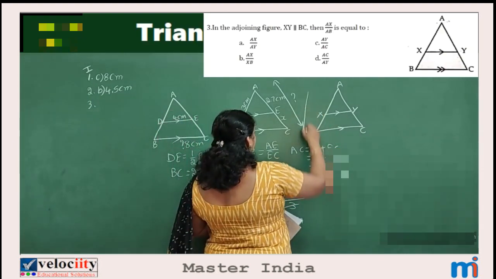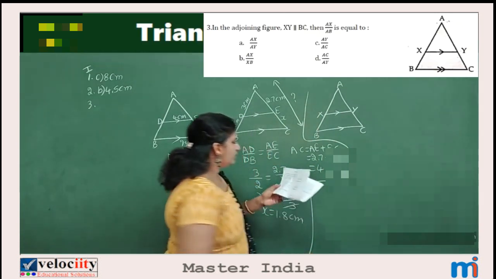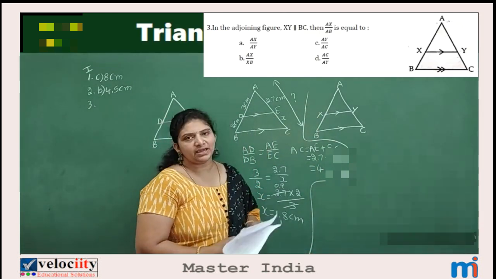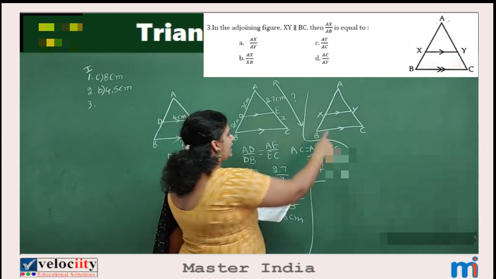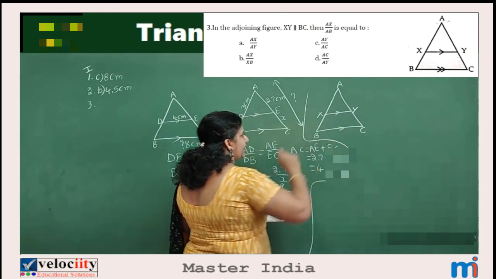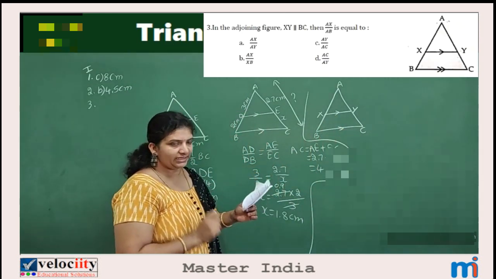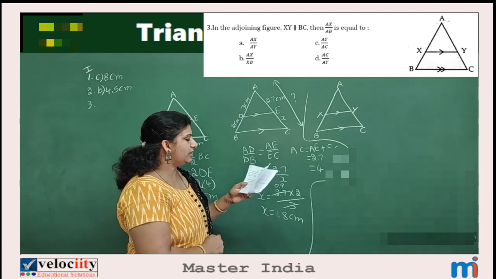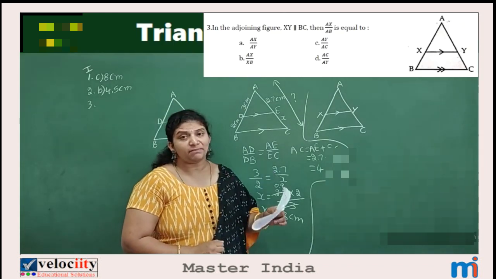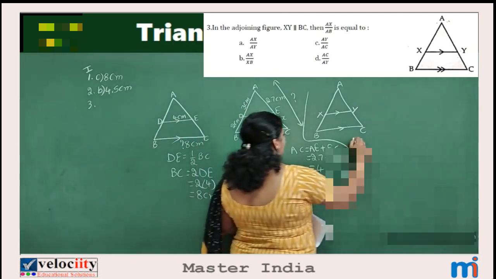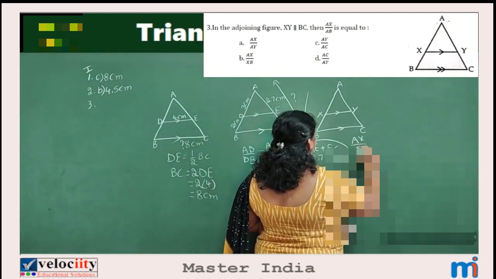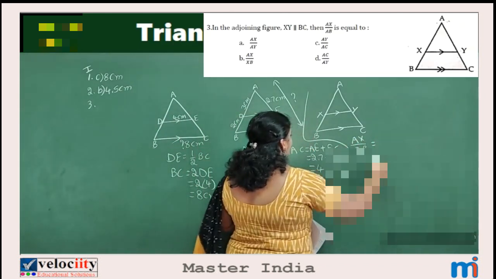Third one. In the adjoining figure, you can go with this figure. Okay. XY parallel to BC. Again I remember the basic proportionality theorem. And here AX by AB is equal to, asked. AX by AB is equal to.